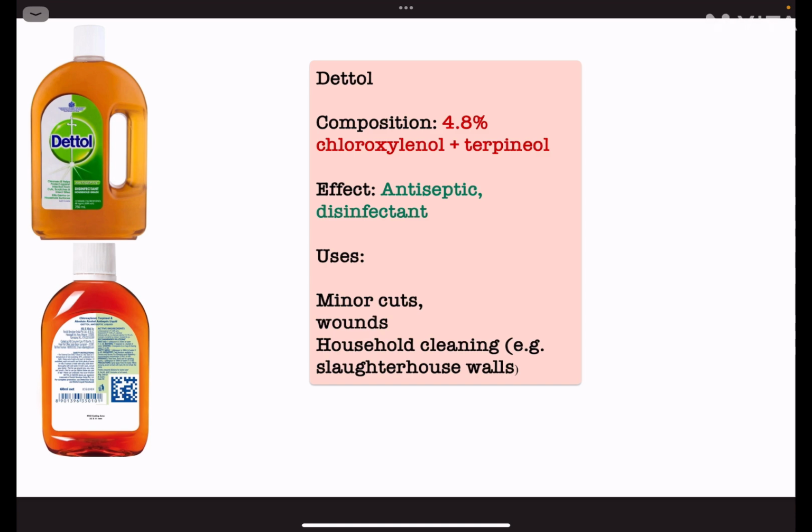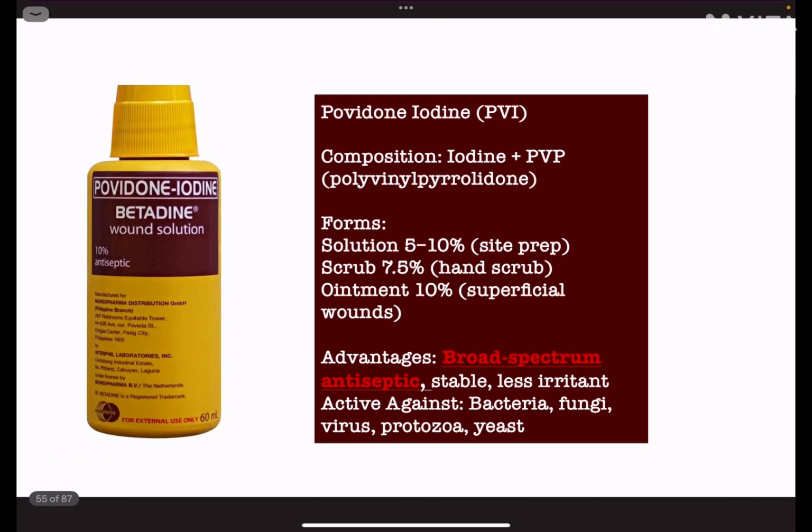And its composition is 4.8% chloroxylenol with terpineol. In milky emulsion, it is a milky emulsion of oil droplets when diluted in water. Now, povidone iodine solution.